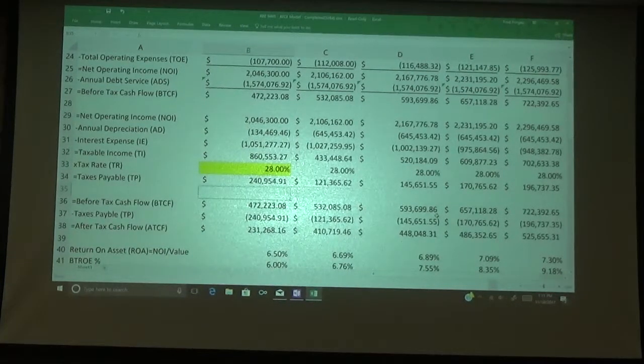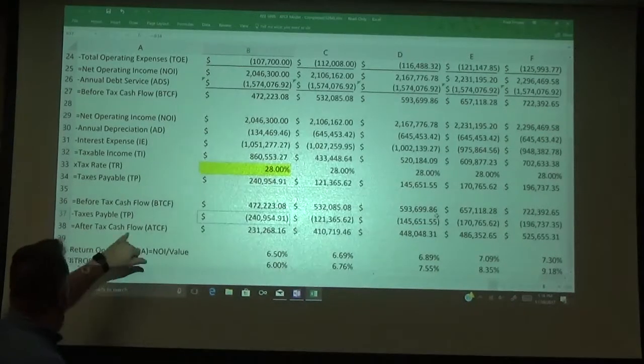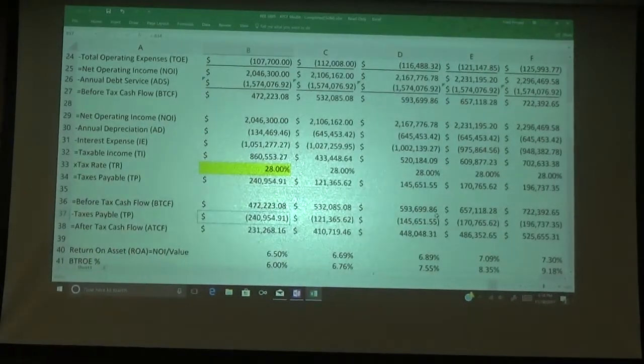All right, moving forward. So for the before tax cash flow, what we do here is we take our before tax cash flow, subtract out our taxes payable, which we have calculated right above that, and then solve for after-tax cash flow. So that simply gives us our after-tax cash flow for the year.